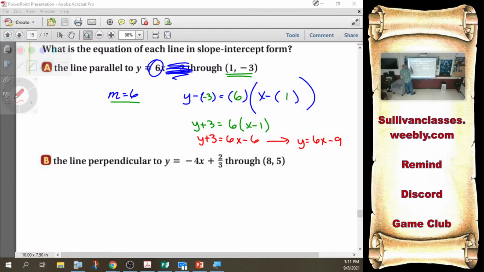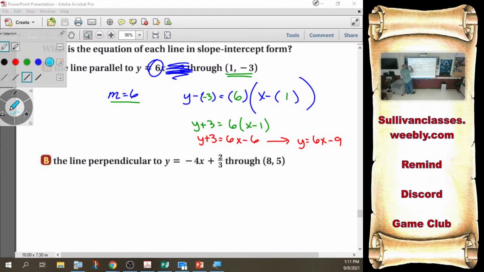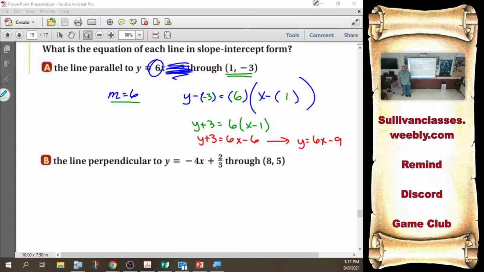So if I want to be perpendicular to this, what's the only thing in there that I care about? And I have to remember that negative 4 is perpendicular to what? Positive or negative? Okay. You flip it. 4 over 1 becomes 1 over 4. It was a negative, it becomes a positive.